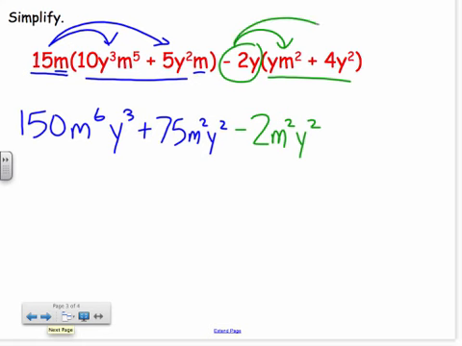And then multiply it to my last term. So negative 2 times 4, right? Multiply your coefficients for a negative 8. And y times y squared for a y cubed. Okay, each term is simplified.